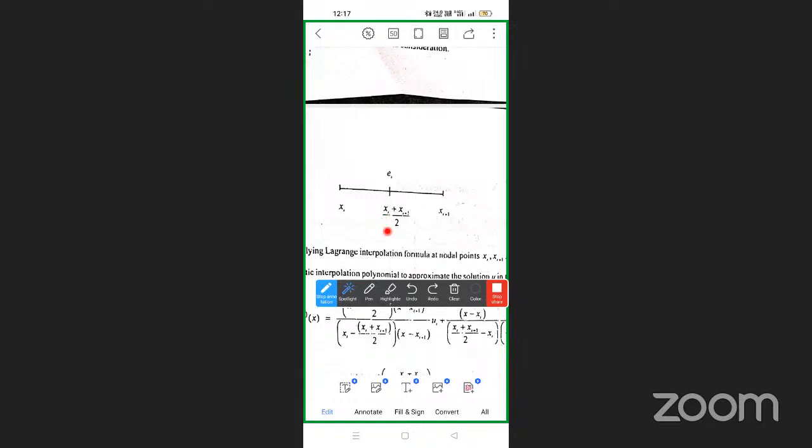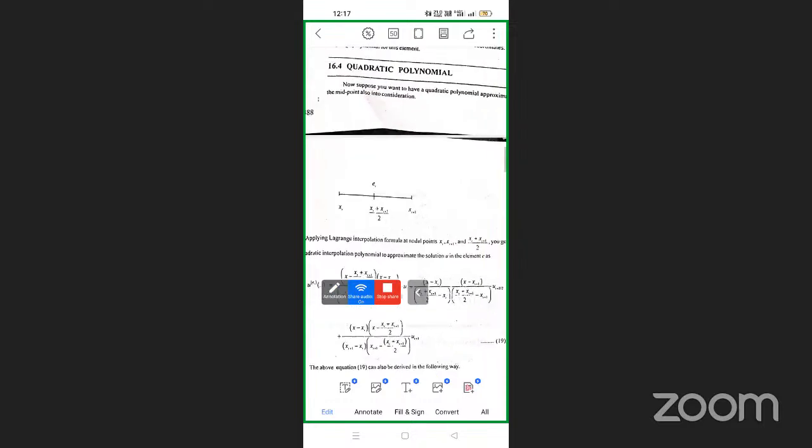So here also we can use Lagrange's interpolation formula from chapter number 3 or unit 3. So by applying Lagrange's interpolation formula at nodal points xi comma xi plus 1 divided by 2 and xi plus 1, we apply Lagrange's interpolation formula for these three nodal points.